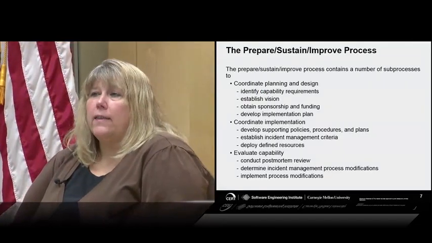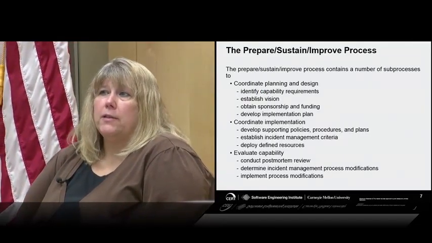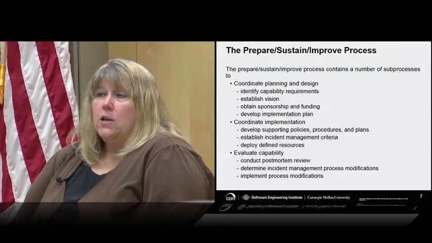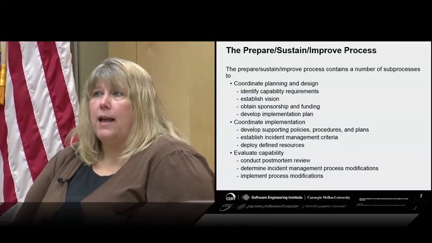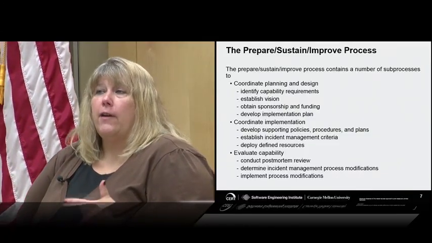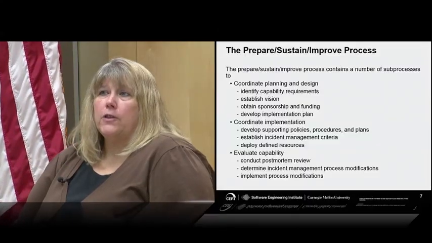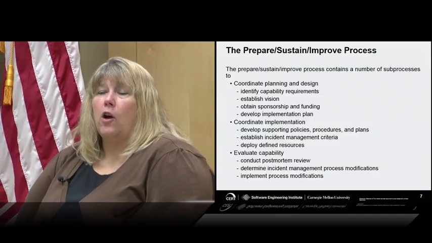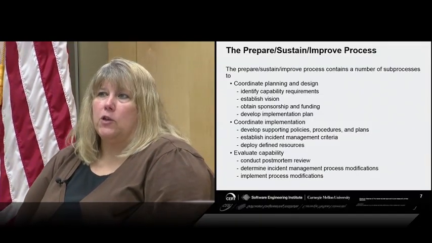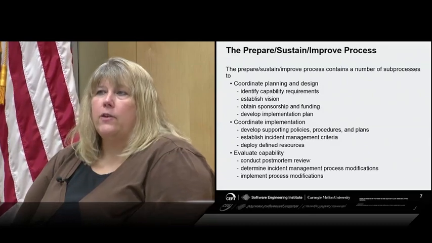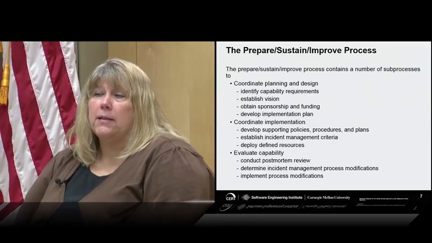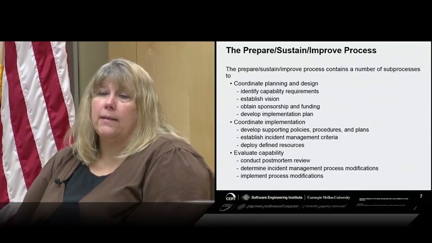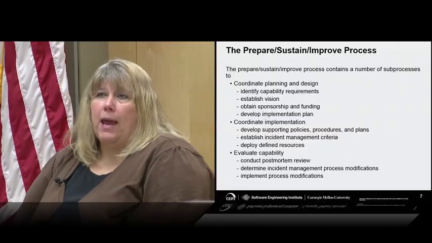So when we take a look at the different parts of the prepare, sustain, improve process, and from now on, I'm just going to call it the prepare process. When we take a look at the prepare process itself, there are various sub-processes. The first is the coordination, planning, and design. So that's the piece that would occur if you're building your incident management capability. As far as understanding, as we said, the needs from the constituency and the parent organization, and then building the requirements. What does this capability need to be able to do?